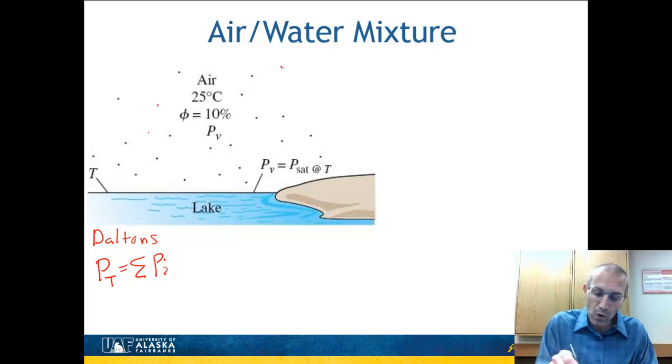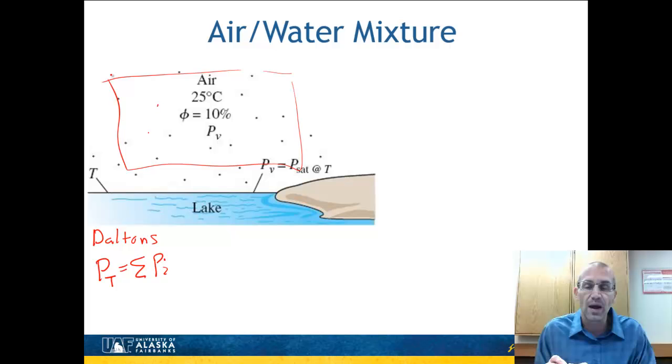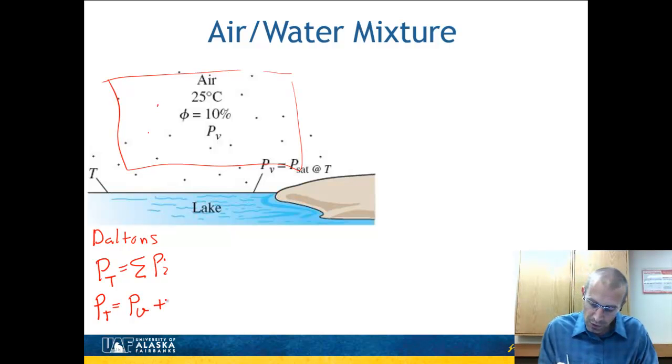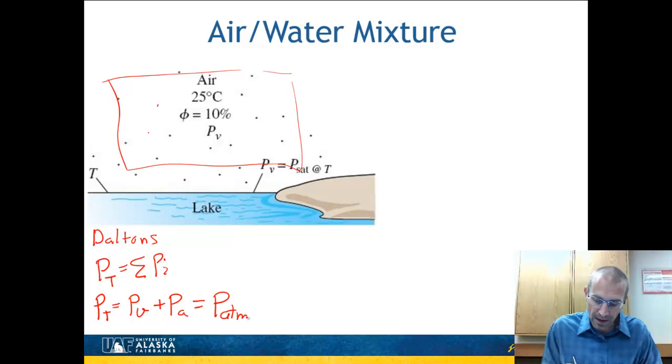If I look at the air-water mixture up above here, I've got two different constituents: I have air and I have water. So I can say the total pressure is equal to the pressure of the water vapor, I'll call it P sub V, plus the partial pressure of the air, I'll call that P sub A. That total pressure might be the atmospheric pressure, P ATM, which is often about 101 kilopascals.